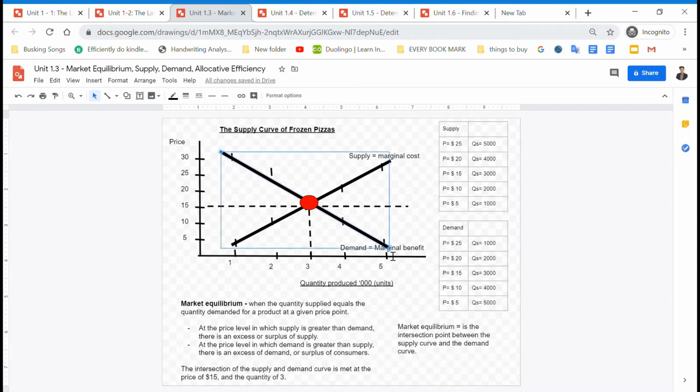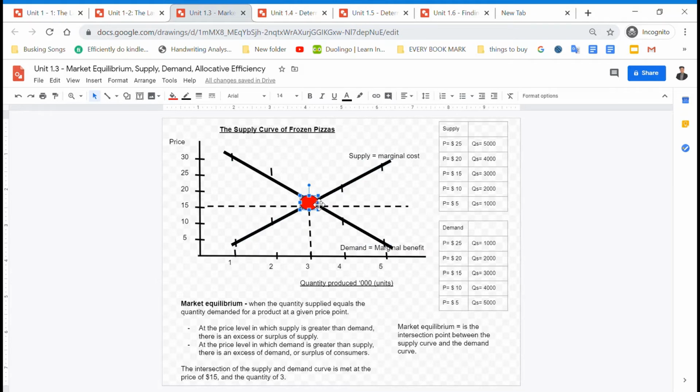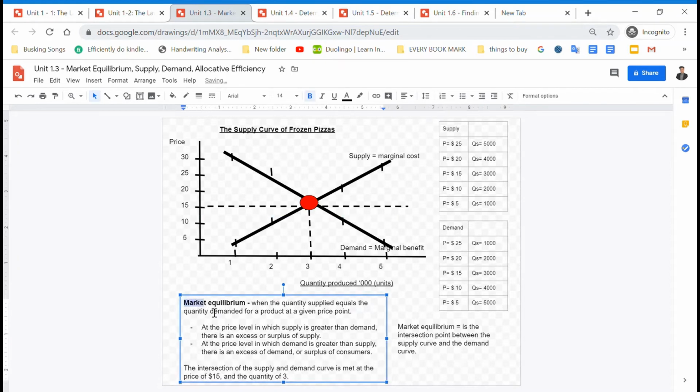So right here, we can see the demand curve, which shifts downwards. This one that I am moving right here. This is the demand curve that shifts downwards. And this curve that I'm moving right here, this is the supply curve. The supply curve shifts upwards. And the point at which these two curves meet is the equilibrium quantity. So the market equilibrium, as I am highlighting right here, is when the quantity supplied equals the quantity demanded for a product at a given price point.